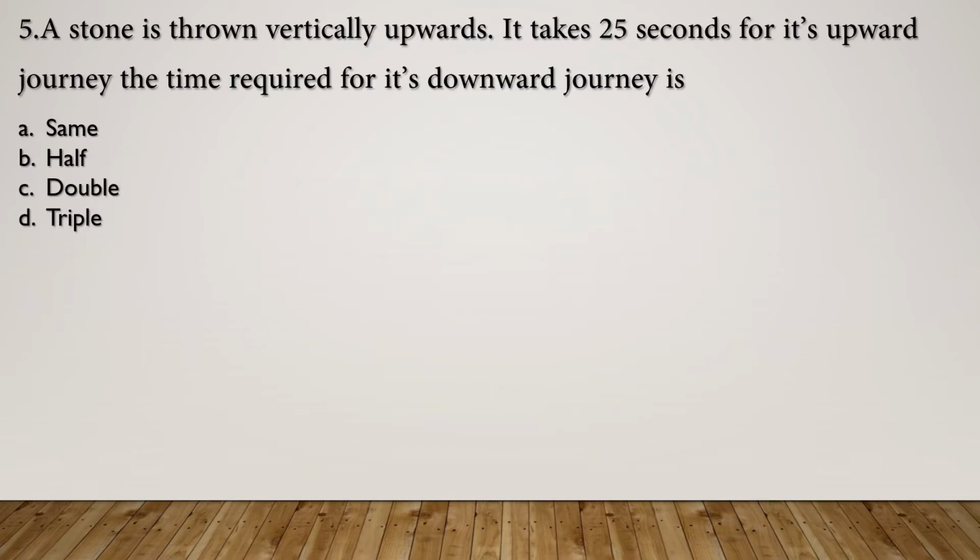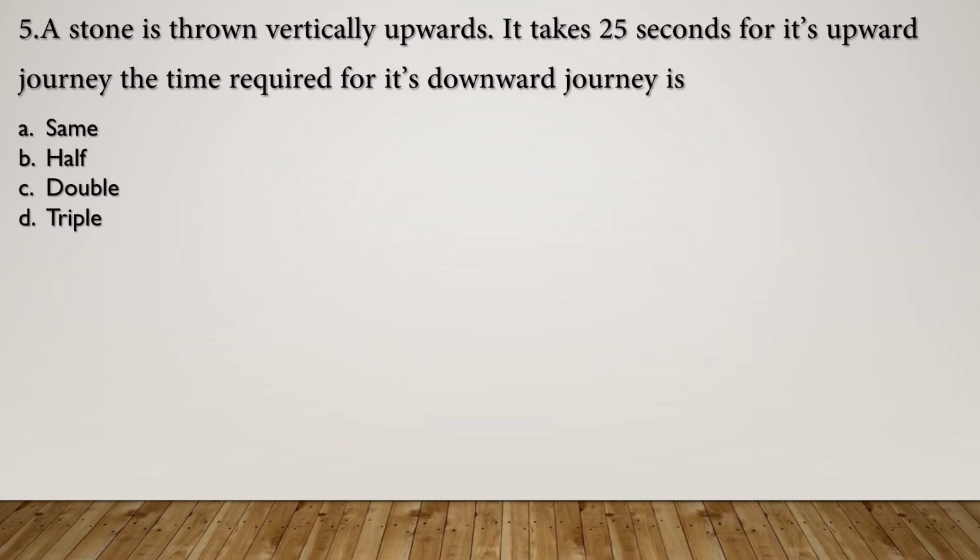Question number 5. A stone is thrown vertically upwards. It takes 25 seconds for its upward journey. The time required for its downward journey is. Now, when we consider this case, which is the motion under gravity, if any body is thrown vertically upwards, its velocity goes on decreasing, and it attains zero velocity at the point of maximum height. Now this decrease in velocity is because of the gravitational acceleration.